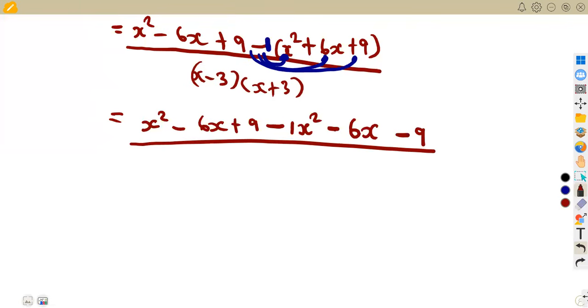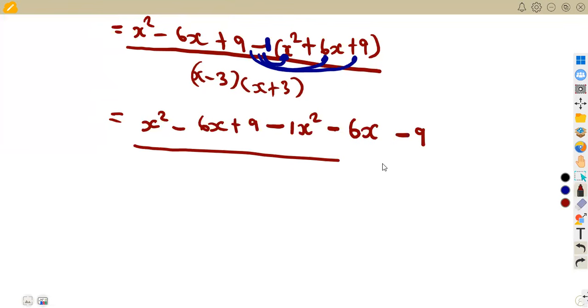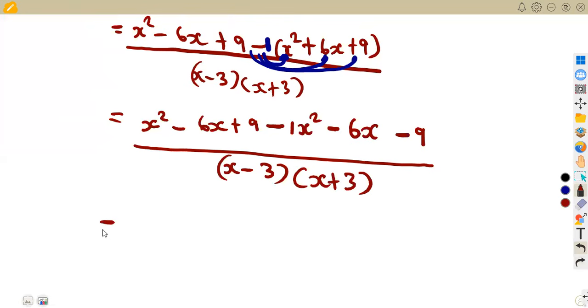Everything is going to be affected by our LCD, which is everything is over x minus 3 into x plus 3. All right. Then now you can consider collecting your like terms. This is same as 1x squared, this one minus 1x squared. So it's a 0. 1 minus 1, that's a 0. Then the part of x, this is minus 6x minus 6x, this one. So it's minus 6x minus 6x, which is going to give us what? Which is going to give us a minus 12 in that case.